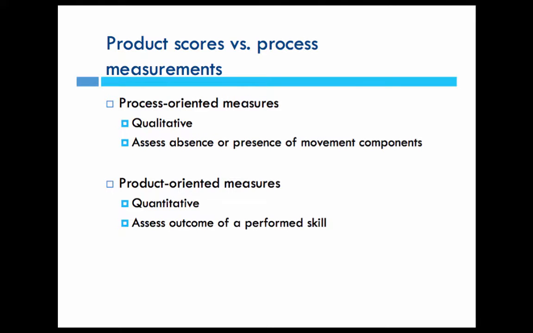So there are process-oriented scores and product measures. The process-oriented are qualitative analysis and assess the absence or presence of movement components similar to the stages of running and walking we discussed in the previous lecture. The product-oriented measures are quantitative and assess the outcome of a performed skill. These assessments will have a child throw a ball, for example, and measure how far they threw it, rather than measure the stages that are going on in terms of arm movement or leg movement.